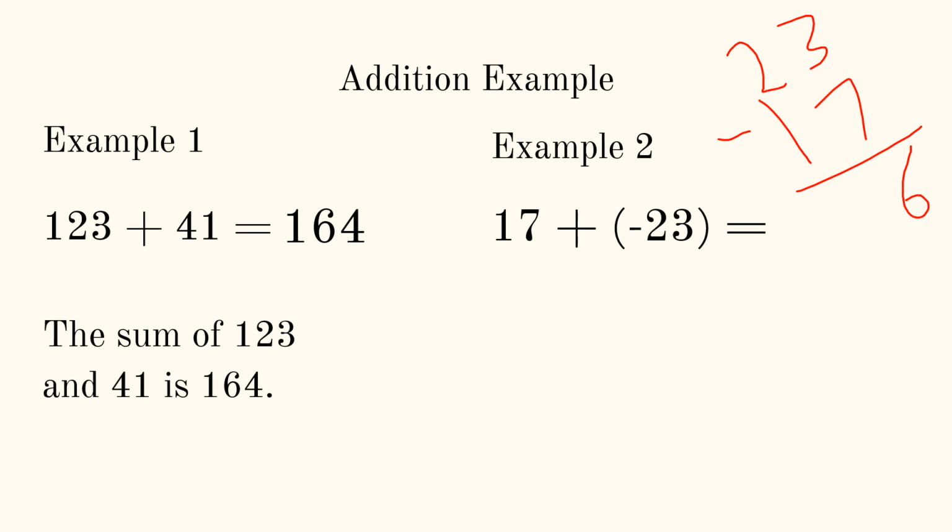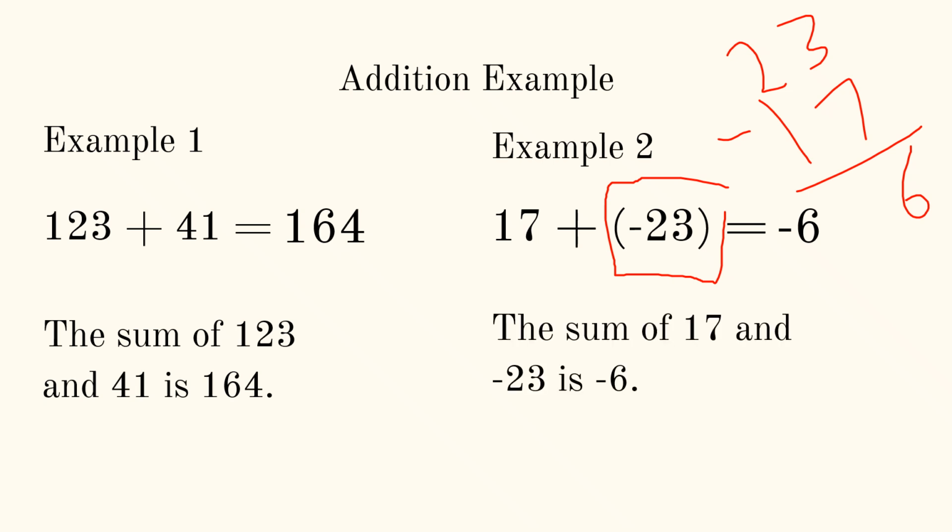To find out what sign we're going to use, we're going to find the absolute value of 17 and 23. The absolute value of 17 is 17, and the absolute value of negative 23 is 23. Since the absolute value of negative 23 is greater, we're going to go ahead and use that sign. So it's going to be negative 6. And our verbal expression is going to be the sum of 17 and negative 23 is negative 6.